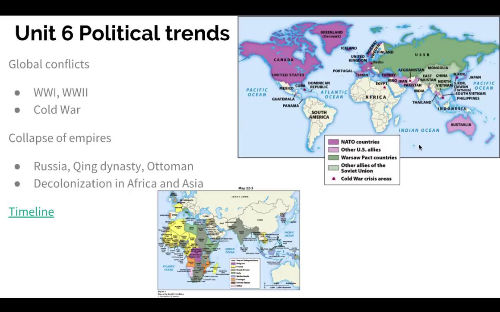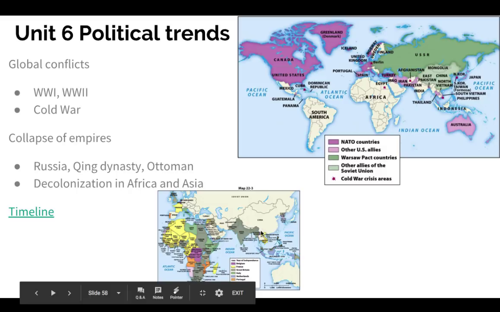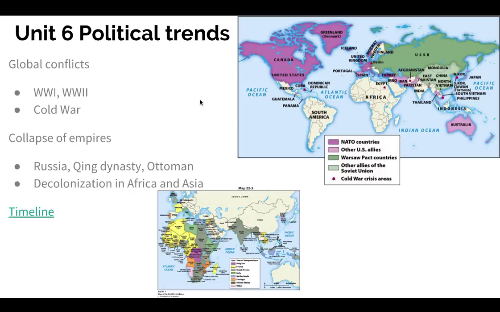The Ottoman Empire is going to collapse at the end of World War I. The Qing Dynasty collapses right about the same time. And then the Russian Empire, or Soviet Union, would collapse at the end of the Cold War. And the other big political story is the end of imperialism, or the process called decolonization, shown down here on this map, in which African and Asian nations that had been controlled by Europe gained their independence in a relatively short time in the 1950s and 60s.